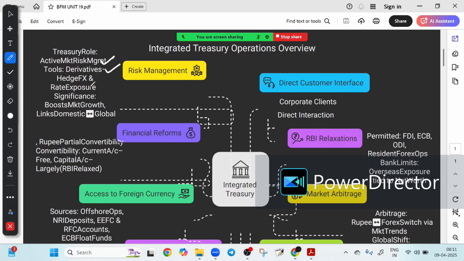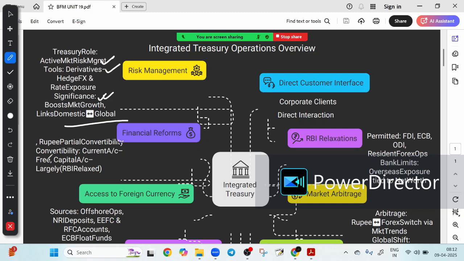This derivative acts like a tool. Now the question is, why does it matter? What is the significance? Because it not only protects the bank but also strengthens the domestic and global linkages, right? So that is why this is very significant. Derivatives play a super important role in hedging foreign risk as well as interest rate exposure, right?